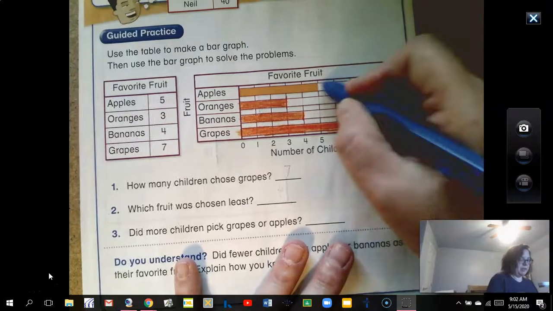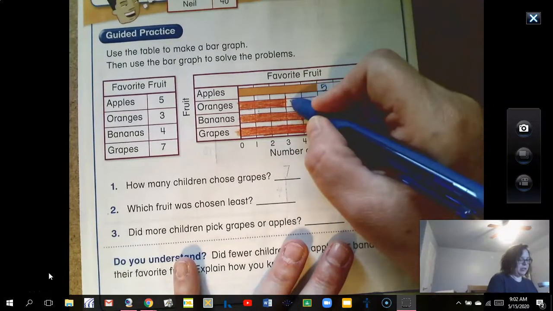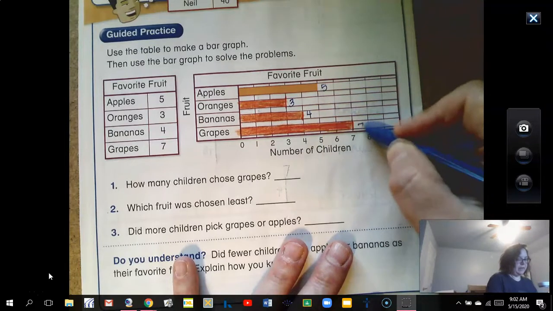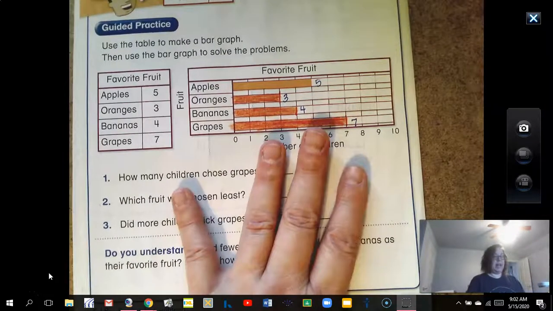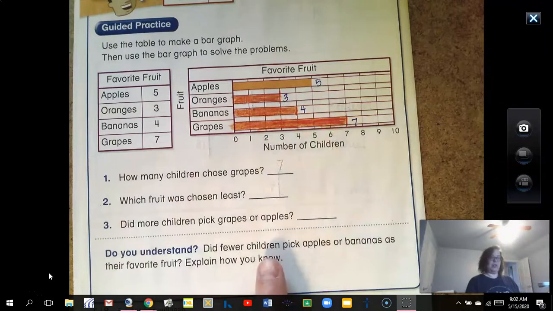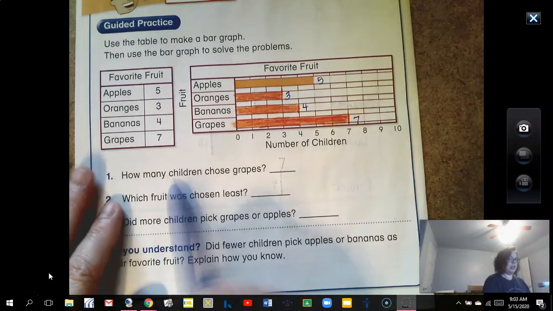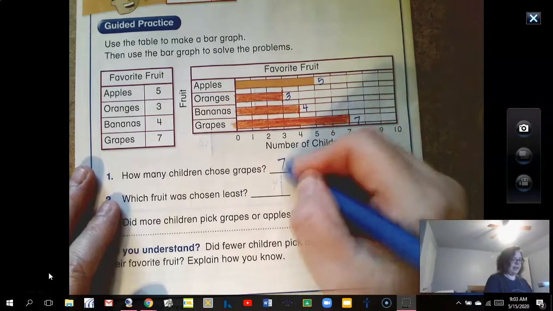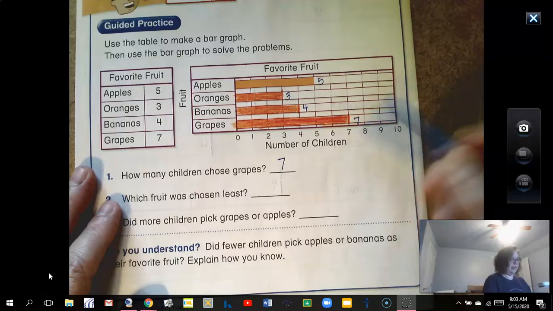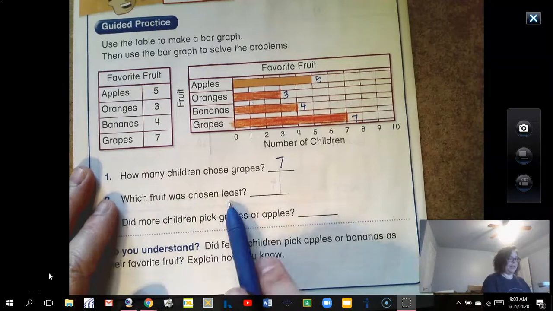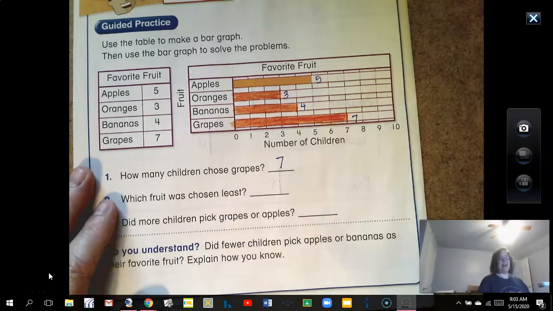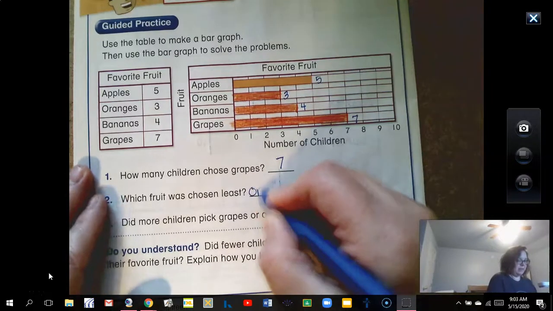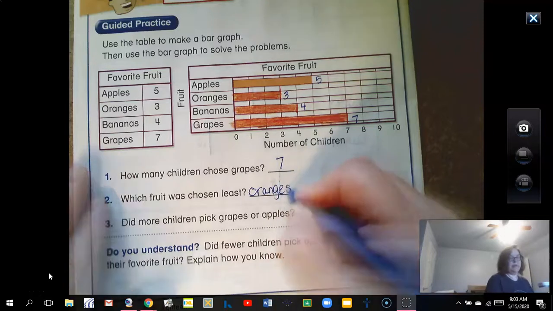Okay, so apples, 5, oranges, 3, bananas, 4, and grapes, 7. And I did that because, look, there are questions that we have to answer. How many children chose grapes? So I go to grapes. How many children? 7. Or I can look at the 7 down here. Which fruit was chosen least? Well, you can look at the bars. You don't even have to look at the number. Which one was chosen the least? Oranges. Okay.